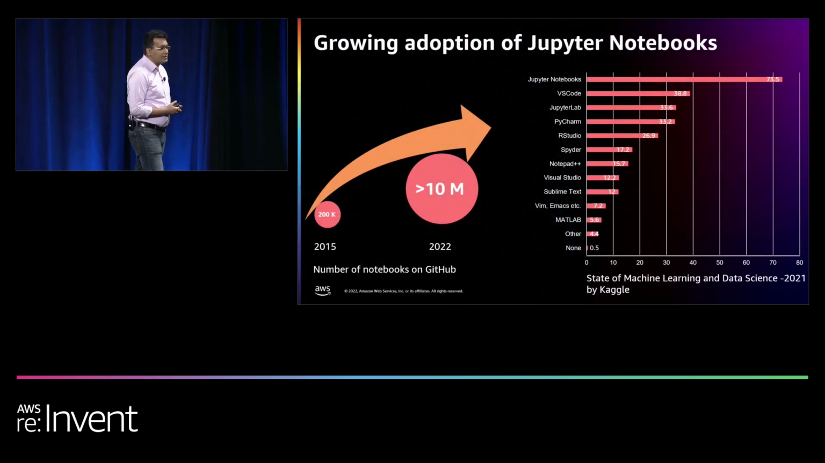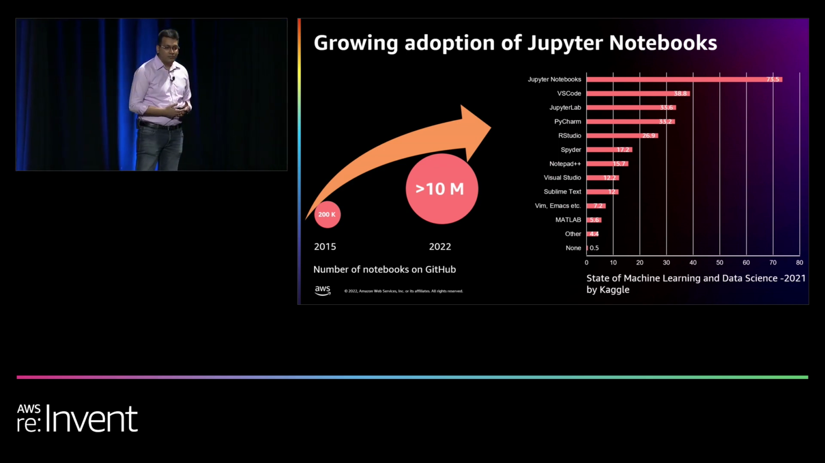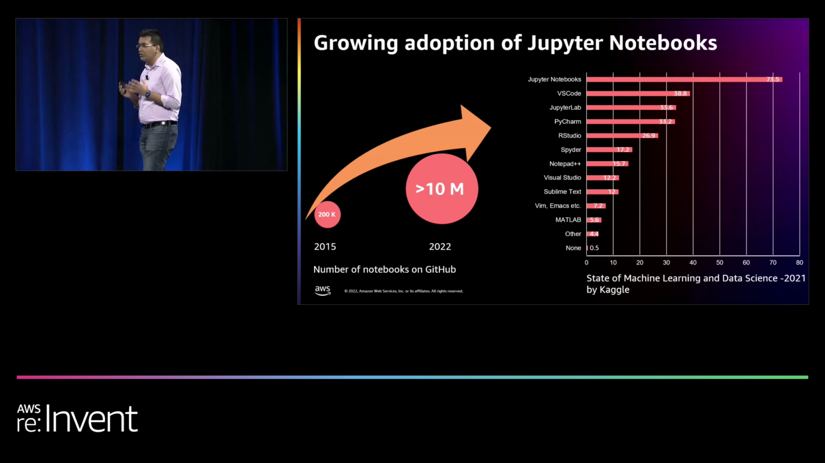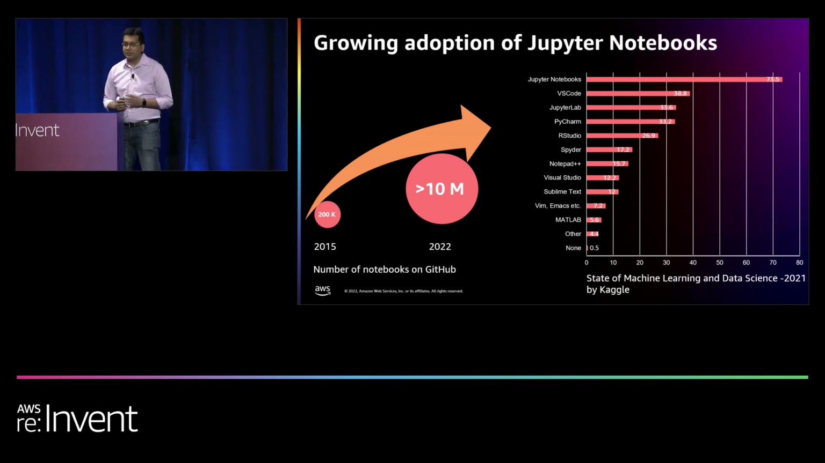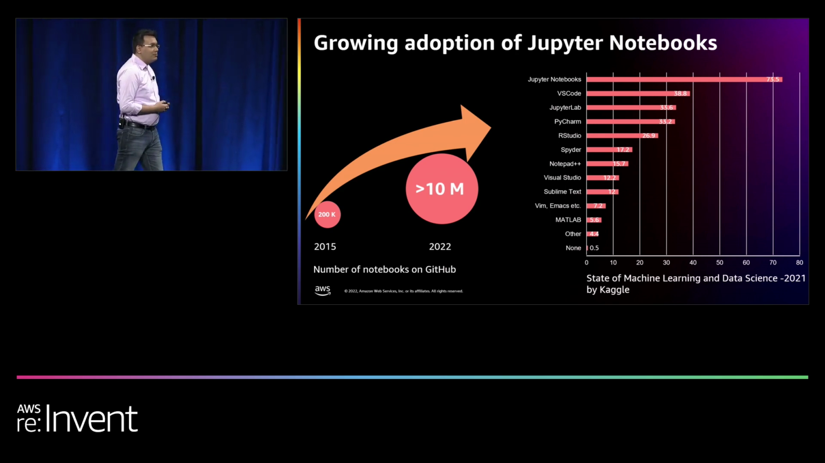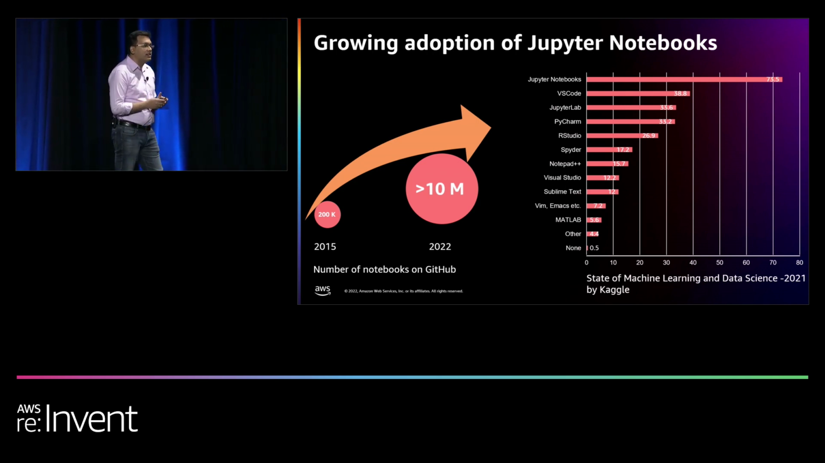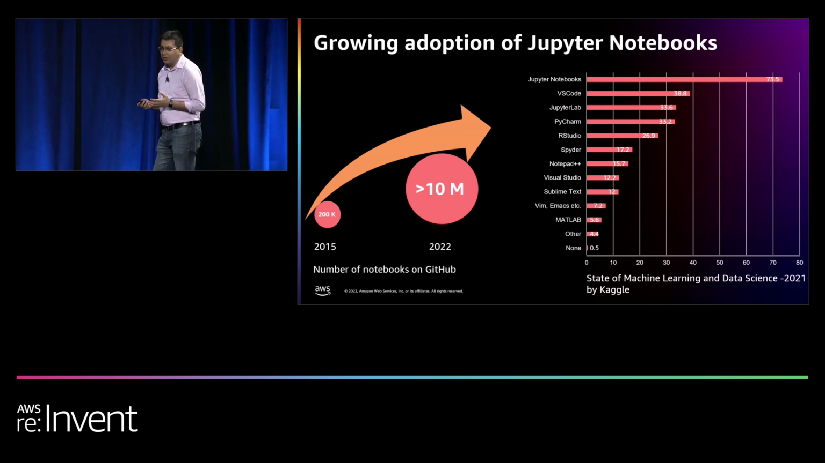So it comes as no surprise to me that Jupyter Notebooks have seen rapid adoption in the last decade. Today, we have more than 10 million Jupyter Notebooks on GitHub created by tens of millions of Jupyter Notebook users. That is a 50x increase in just the last 7 years. Also, in a recent Kaggle survey, which all of us follow, more than 70% of data scientists, data engineers, and machine learning developers acknowledged that they use Jupyter IDE and JupyterLab in their day-to-day work.